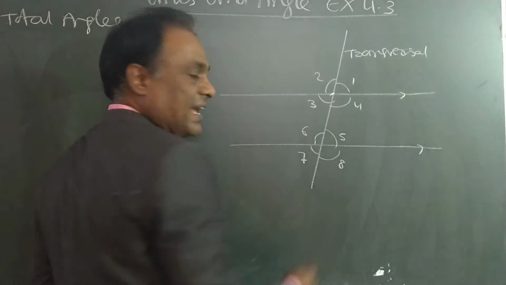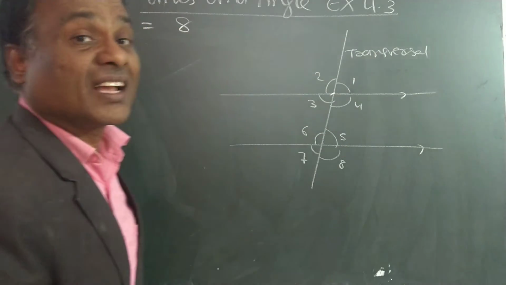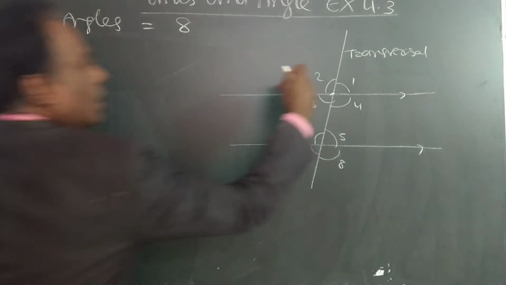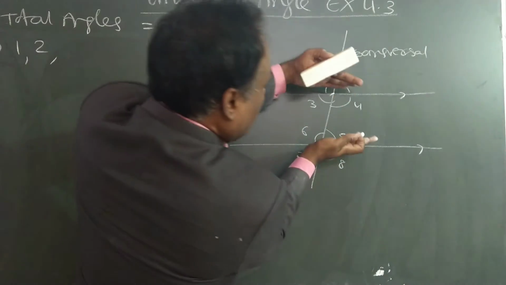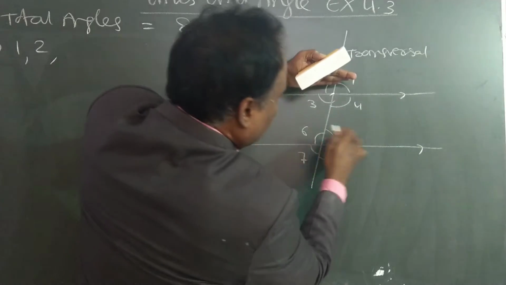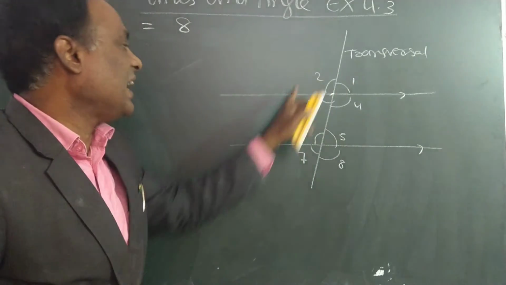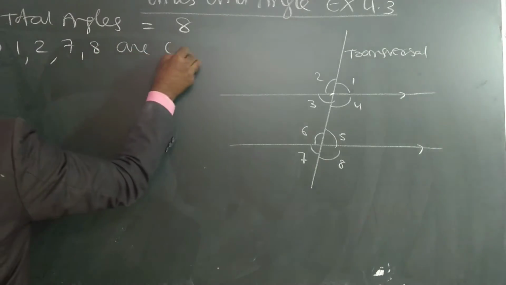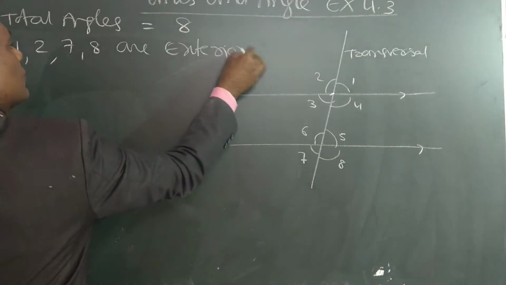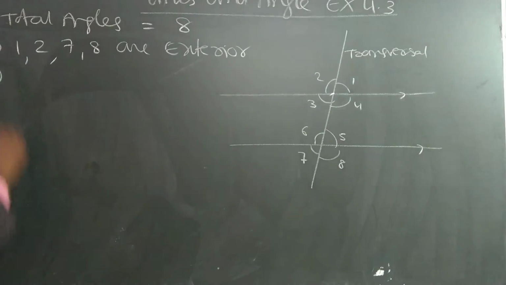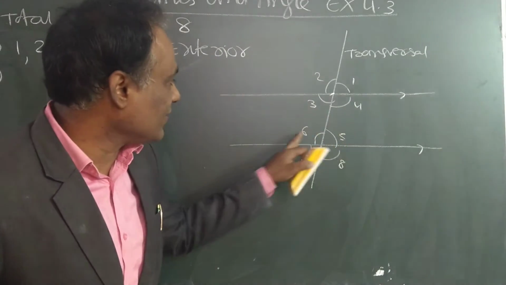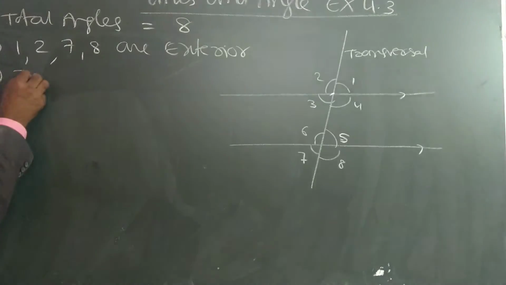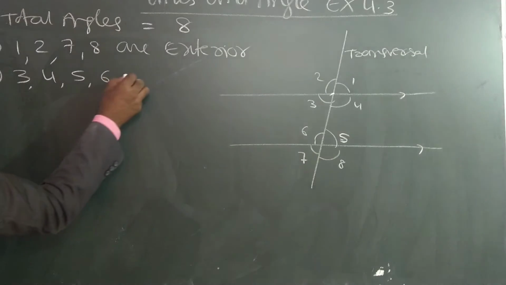Angles 1, 2, 7, 8 are outside. These are called exterior angles. See here, 1, 2 outside. If the angles are between these lines, these are called interior angles. 1, 2, 7, 8 are exterior angles. Next, 3, 4, 5, 6 are interior angles.